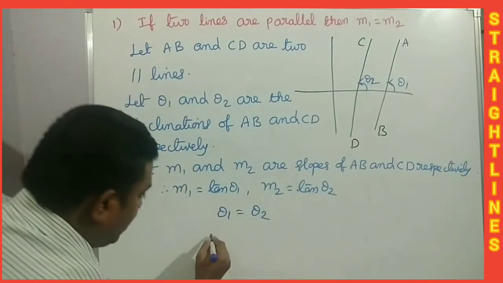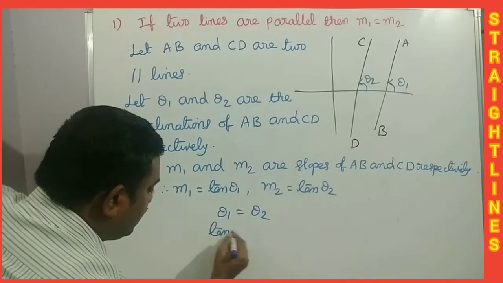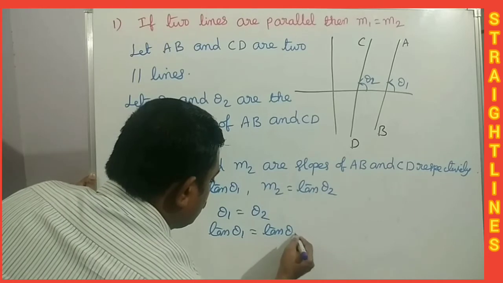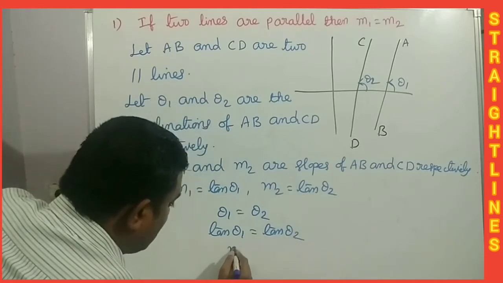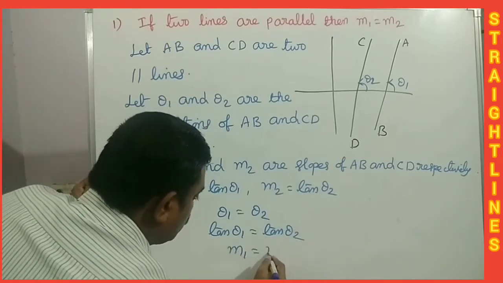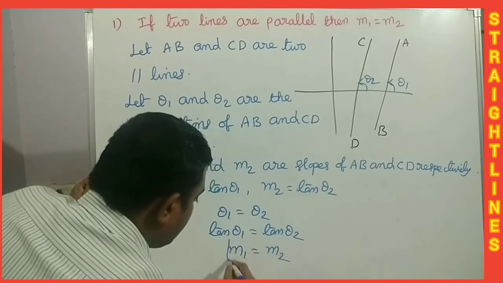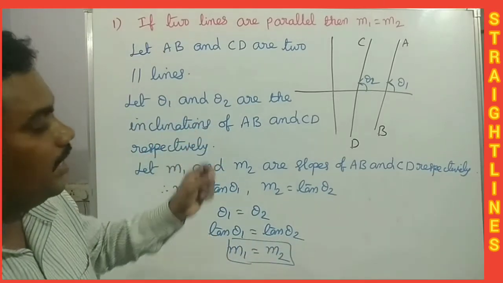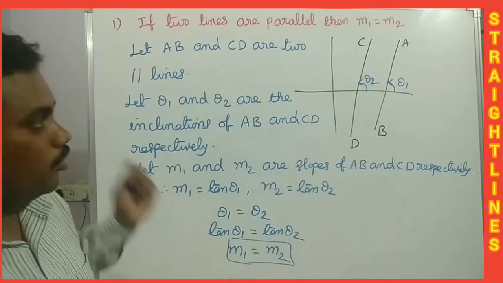Take tan on both sides. Tan theta 1 equal to tan theta 2. Tan theta 1 value is m1. Tan theta 2 value is m2. So it is m1 equal to m2. If two lines are parallel, then m1 equal to m2.